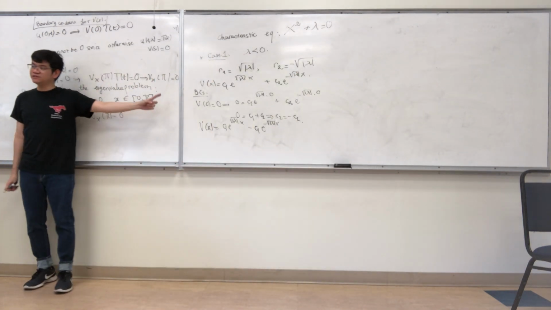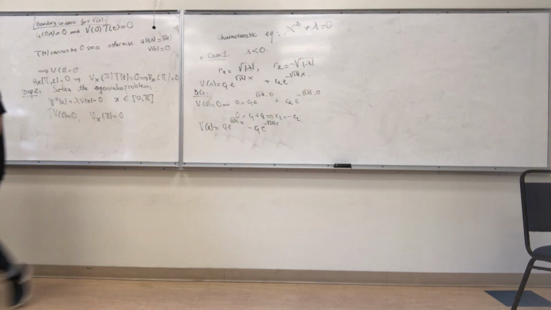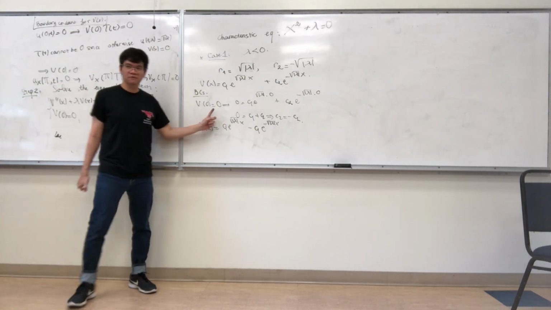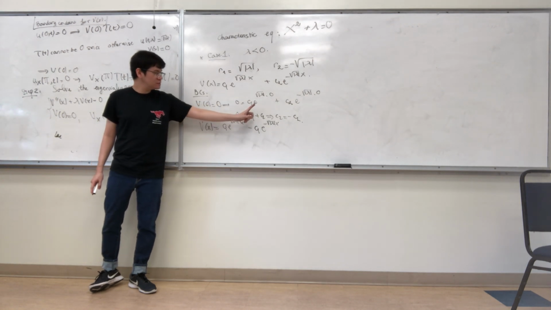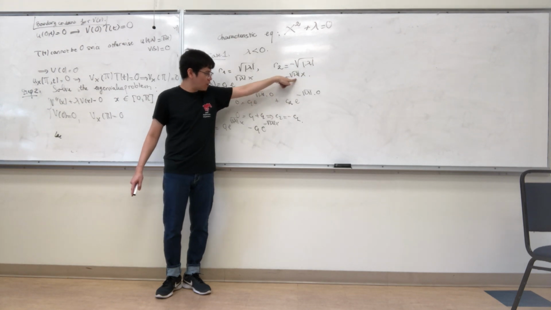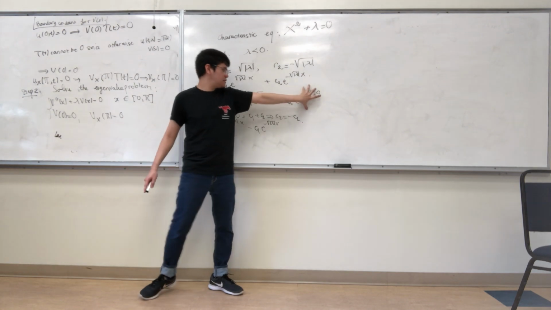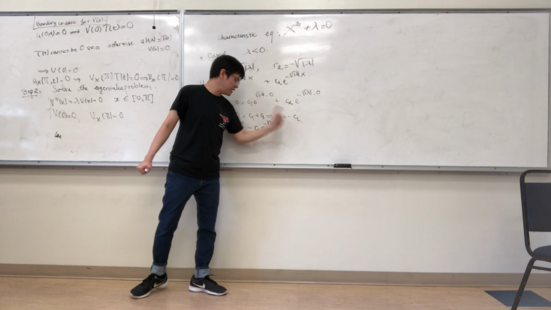So I explain again. By using the first boundary condition, V(0) is 0, I'm going to plug 0 into the equation. I have 0 is C1 e to the square root of lambda times 0, plus C2 e to the minus square root of lambda times 0. So this guy is 1, and this guy is also 1. So you have 0 is C1 plus C2, which means that C2 is minus C1.